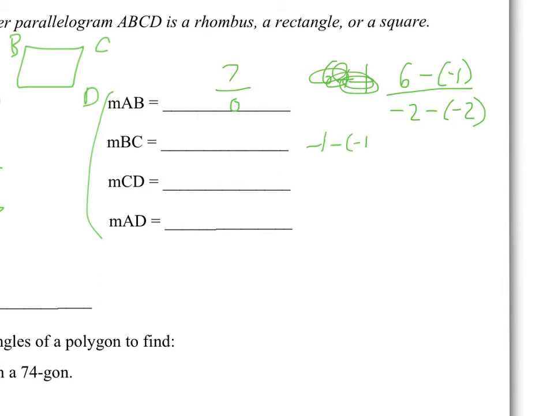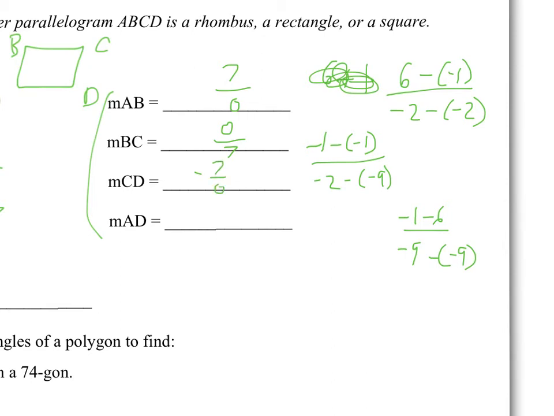minus negative 1 over negative 2 minus negative 9, which when you do that, you should get 0 over 7. CD, negative 1 minus 6 over negative 9 minus negative 9, which you end up with negative 7 over 0.